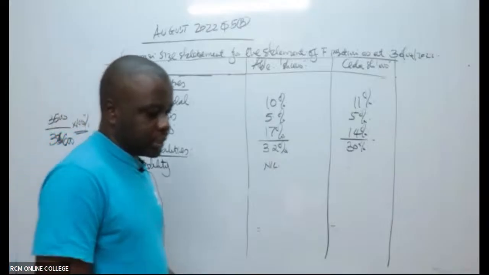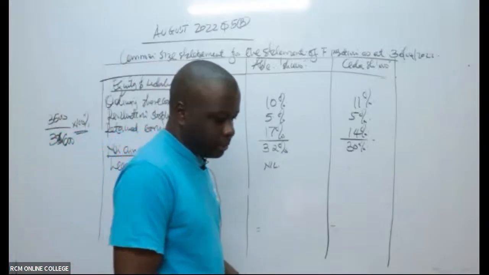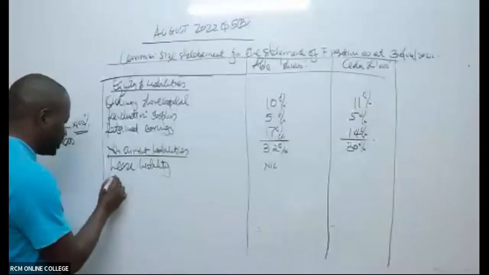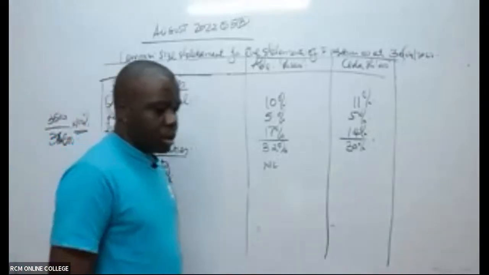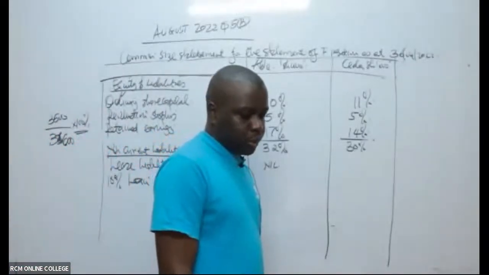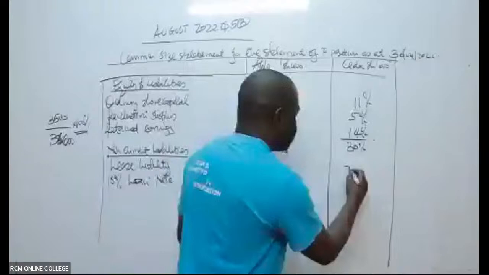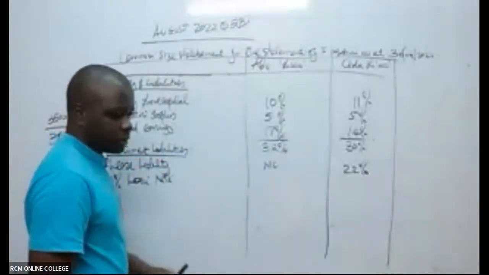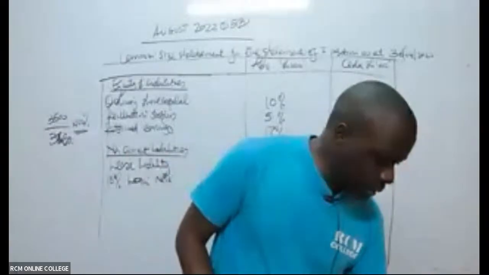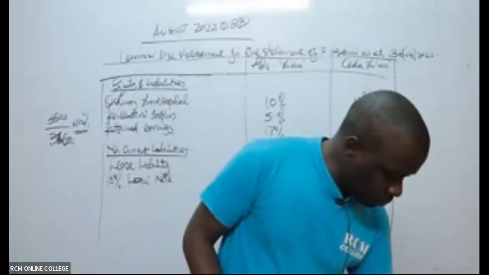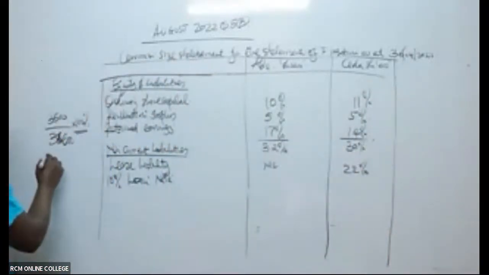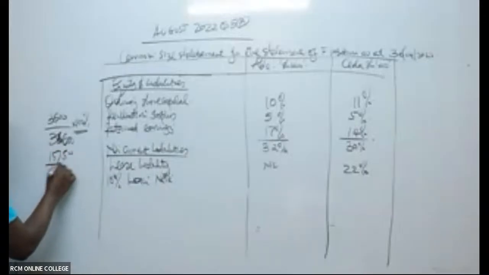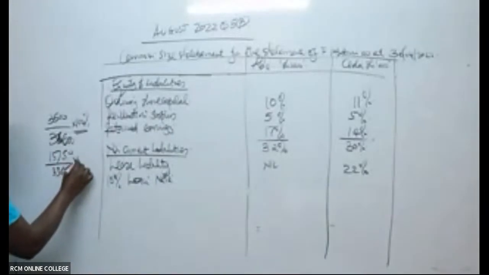So the next item is the 10% loan note. This one is 22.1%. So that is averagely 22%. What about the 10% loan note? In this case, we have 15,750,000 divided by 33,600. So 15,750 divided by 33,600 multiplied by 100%.